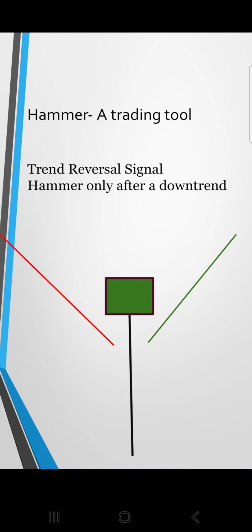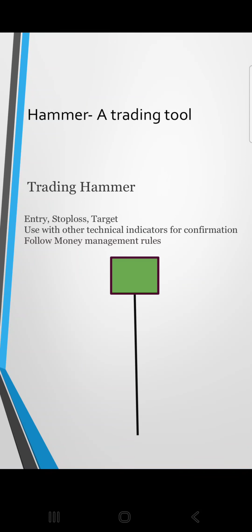Because remember, any candlestick pattern will not work if the prices are moving in a sideways movement, because candlestick patterns are trend reversal signals. So only if the prices are moving downwards, I can expect prices to go upwards after that. And if the prices are moving upwards, I can expect the prices to go downwards after that. That is what the meaning of trend reversal signal is. If I talk about hammer specifically, a hammer is a bullish trend reversal signal, and thus it should only be seen after a clear downtrend.